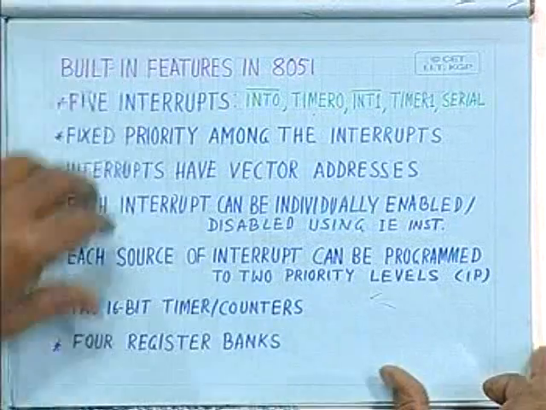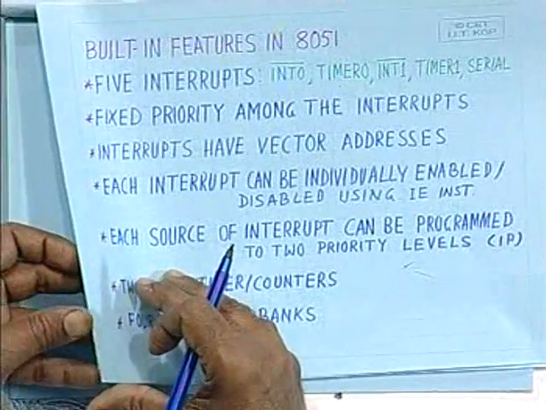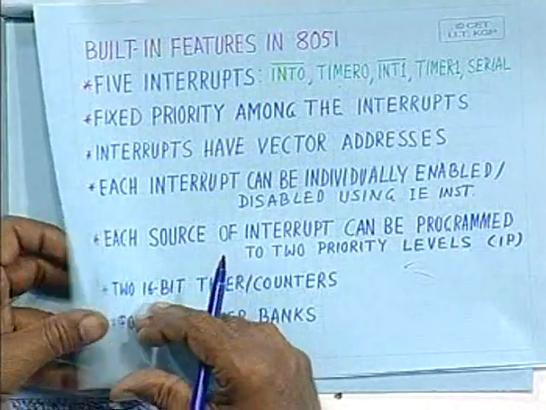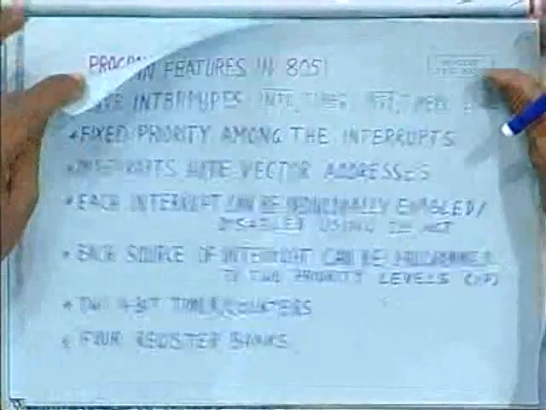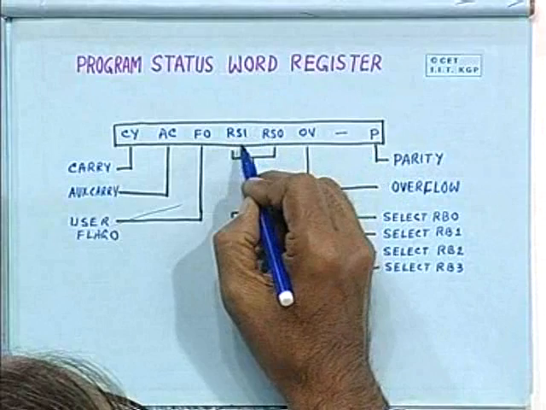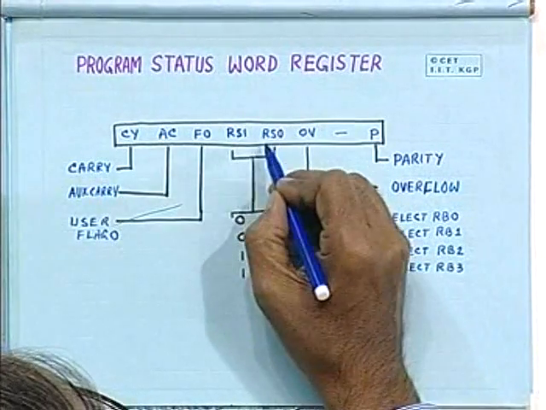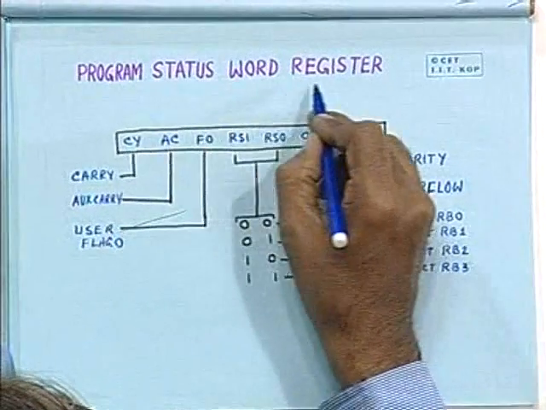Finally, we have got two 16-bit timer counters with the help of which delays of suitable time can be generated. We have discussed in detail the timer counter operations, and it also has 4 register banks as I mentioned earlier. The register banks RB0, RB1, RB2 and RB3 can be selected with the help of the program status word register.